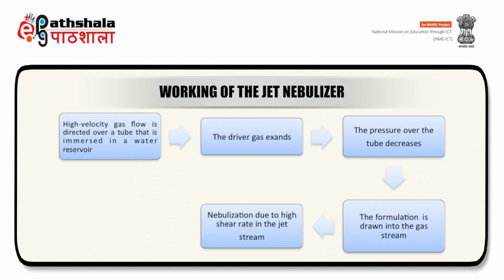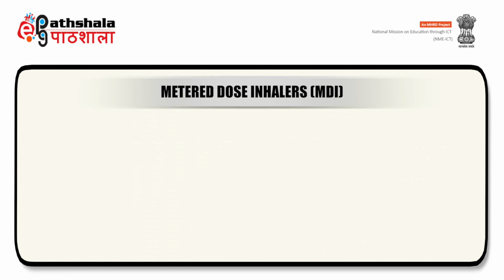Now we will discuss the working of a jet nebulizer. In a jet nebulizer, high velocity gas flow is directed over a tube that is immersed in a water reservoir. The driver gas expands and the pressure over the tube decreases. As a result, the formulation is drawn into the gas stream and nebulization is achieved due to high shear rate in the jet stream.